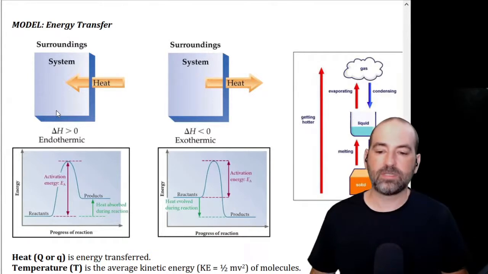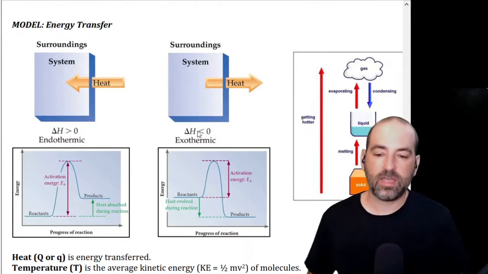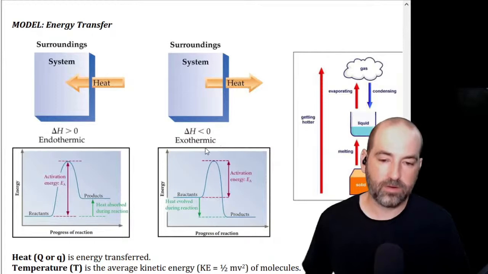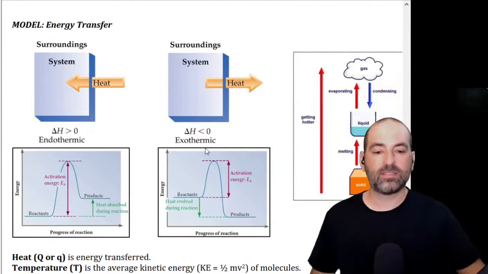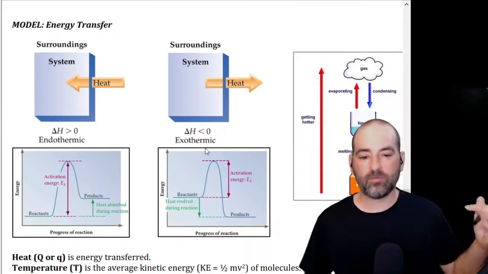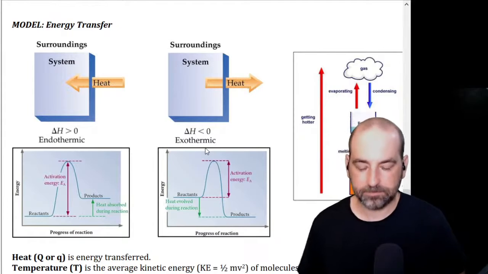And the opposite is exothermic. So delta H, or the enthalpy, is below 0. It's negative numbers when the heat is coming out, and then it's positive numbers when the heat is going in.